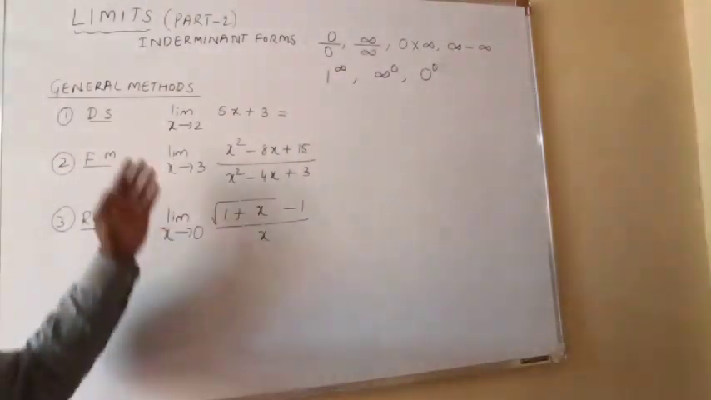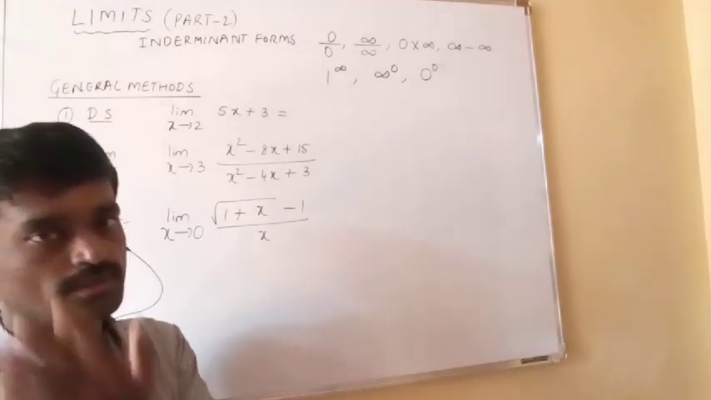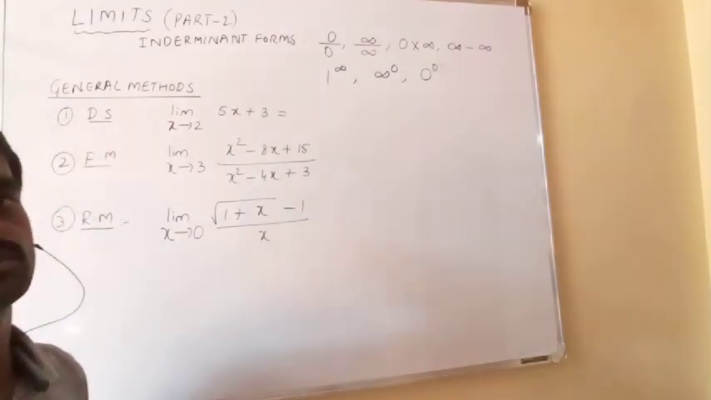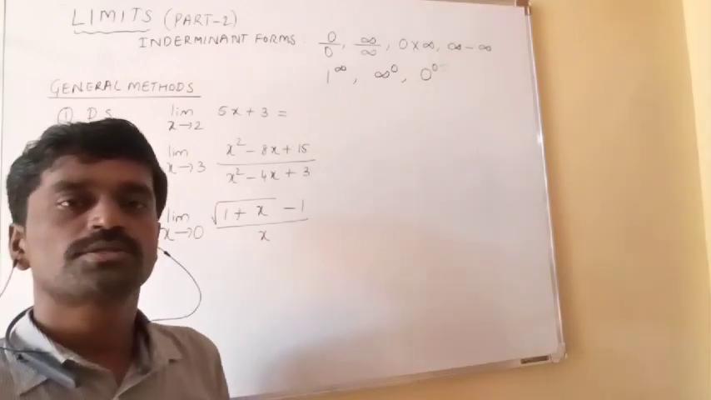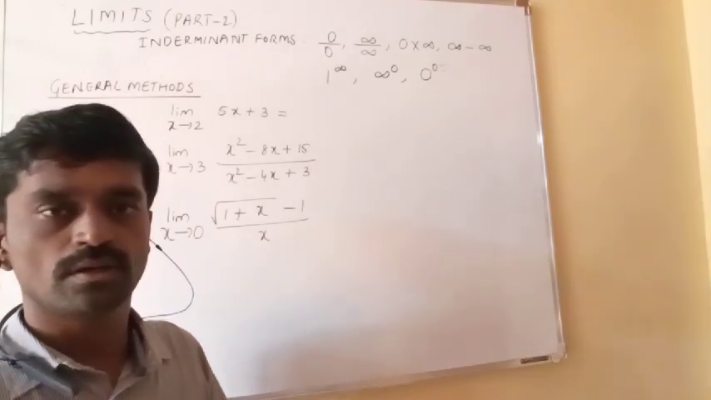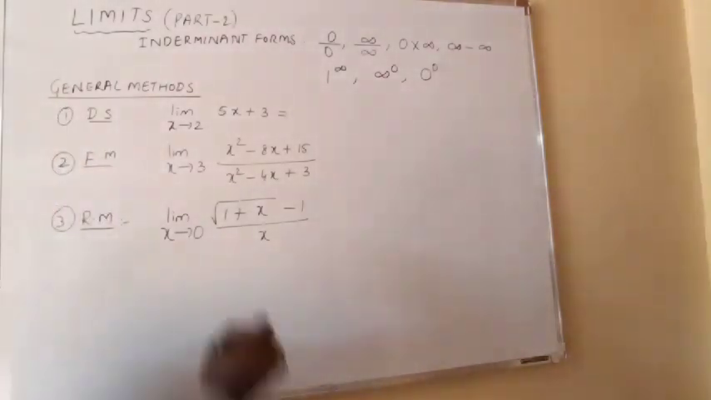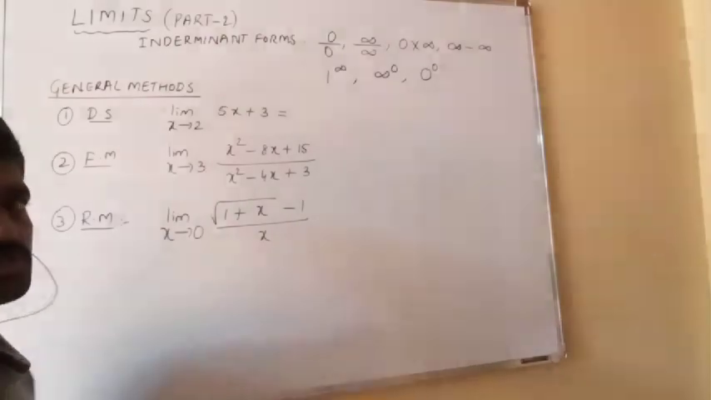Next, I am going to discuss some general methods to evaluate the limit of a function. The first method is the direct substitution method. In the direct substitution method, whatever number x is tending to, you substitute that number instead of x. For example, limit of 5x plus 3 as x tends to 2.